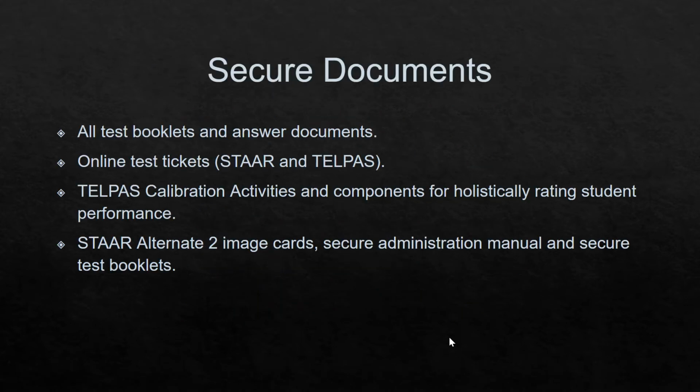So, secure documents: all of our test booklets and answer documents, our online test tickets for STAAR and TELPAS, our TELPAS calibration activities, the holistically rated student performance rosters, our STAAR Alt 2 image cards, our secure administration manual, excuse me, and secure test booklets. Basically anything that says STAAR, TELPAS, TELPAS Alt, or STAAR Alt 2 and has a corresponding barcode is most likely a secure document. You want to make sure it is not left unattended by anyone. Otherwise, that is something you would need to report to the campus testing coordinator.